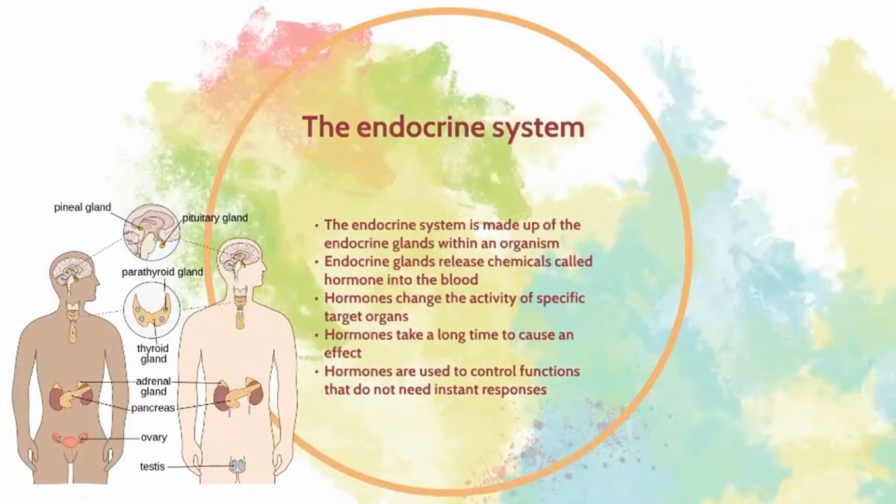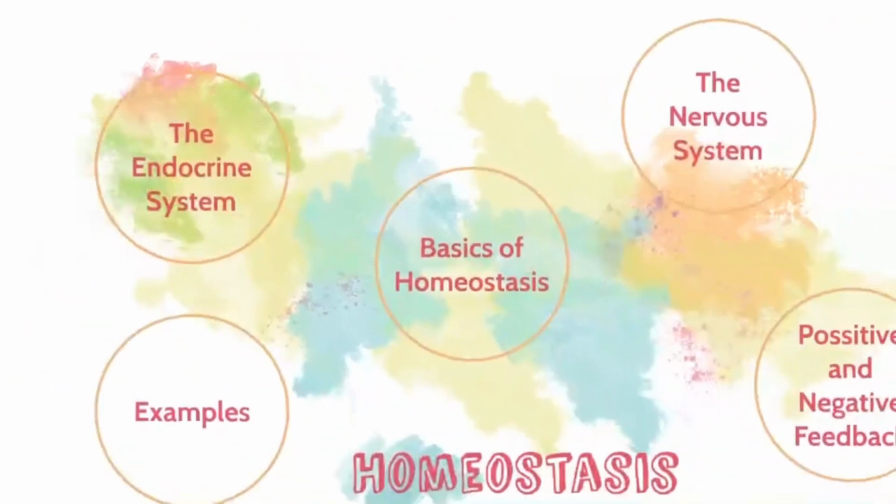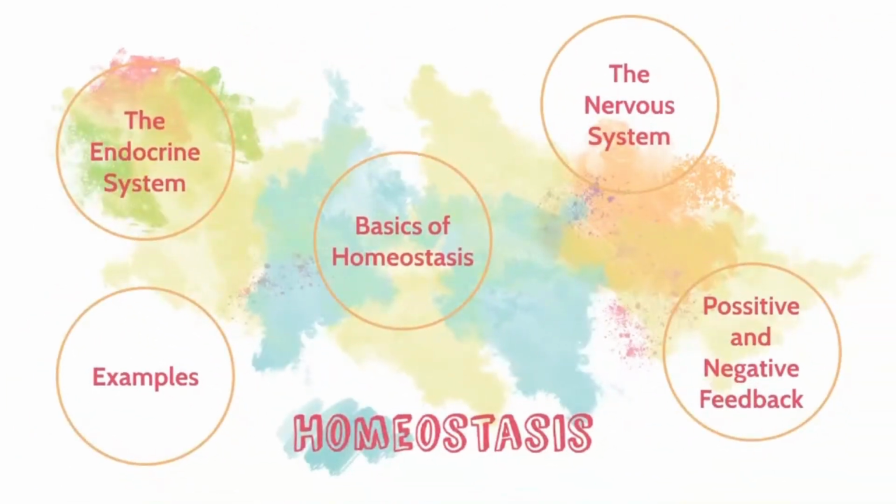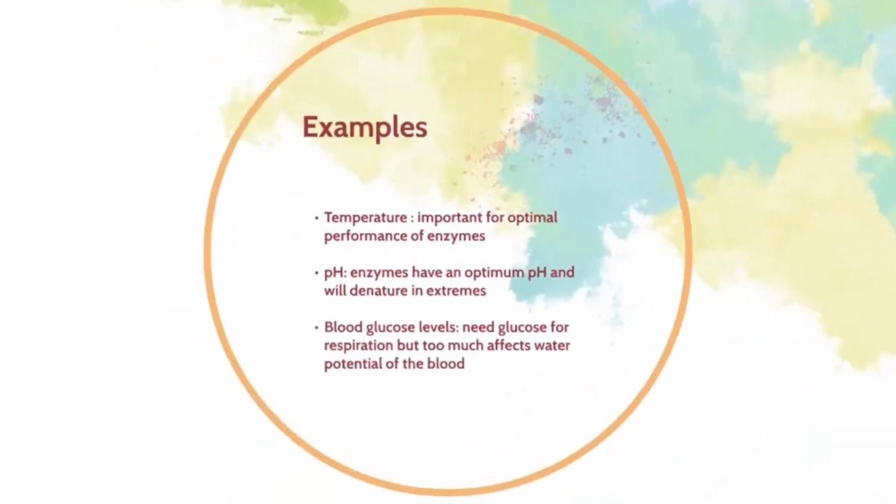As I said at the beginning, homeostasis is really important for an organism to function properly. I'm just going to go over some examples of things that homeostasis is involved in. One of those things is the maintenance of the correct temperature in the body. As we know from one of the first modules in AS level, enzymes are really important for many processes within the body, and they have an optimal temperature that they work at.